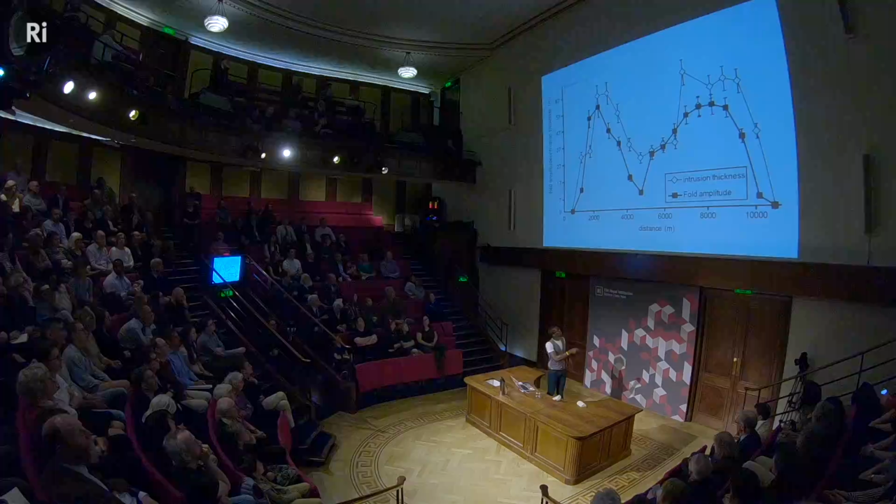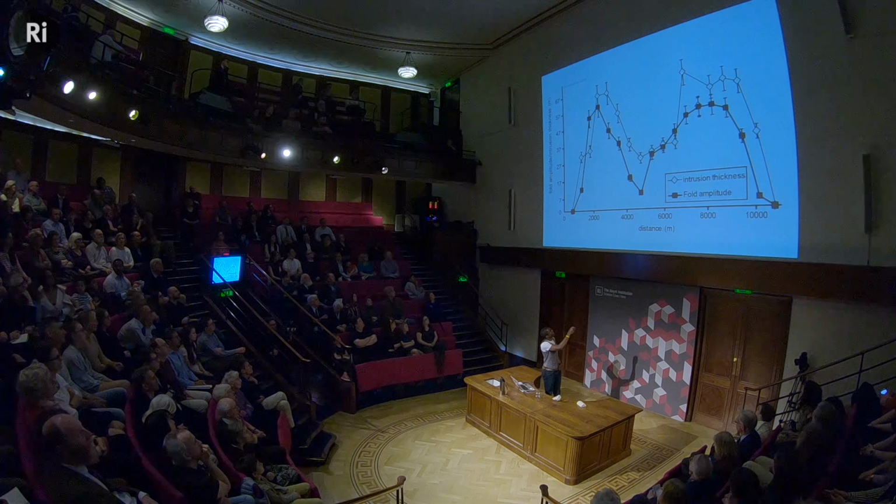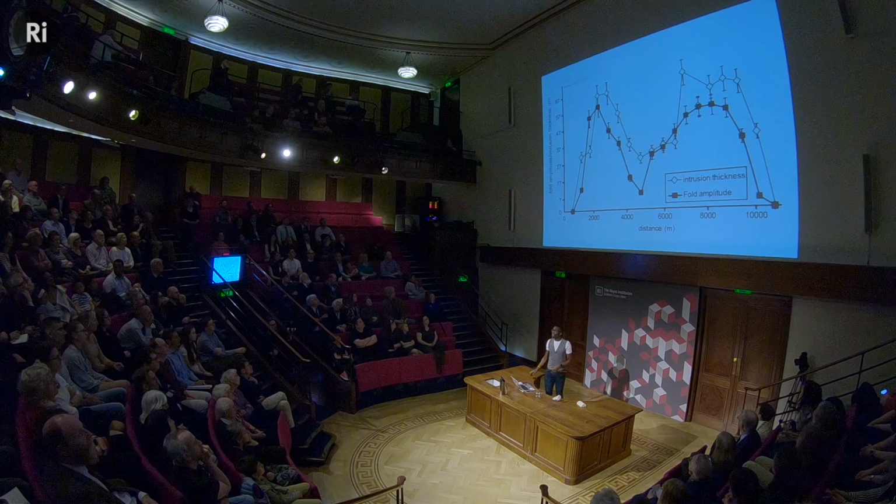But you notice that the sill thickness, which is shown in here, is greater than the fold amplitude. So we're not having 10 meters of magma in place, and the Earth goes up by 10 meters. We're seeing on average about 30% less uplift of the Earth's surface than there is magma placed into the Earth's crust. So we're not seeing all of the magma if we're recording what the Earth's surface is doing.